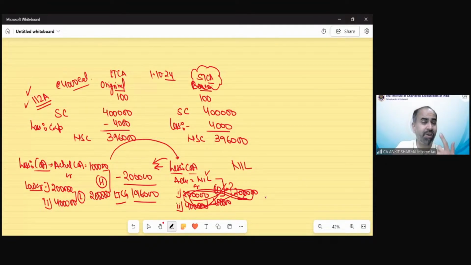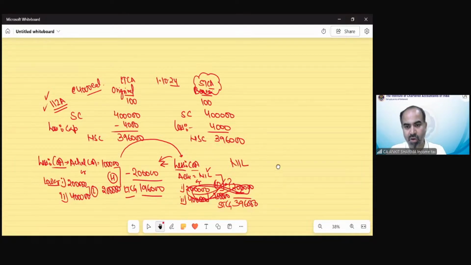Suppose it is a long-term capital asset and a bonus share has been allotted before, suppose in year 2021, then the cost would be 2 lakh over here. Got it? So now the short-term capital gain is 3,96,000. So these are very minute things, but you have to keep them in your mind because a silly mistake would definitely reduce your marks a lot.